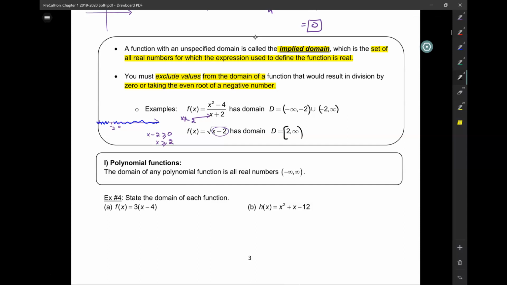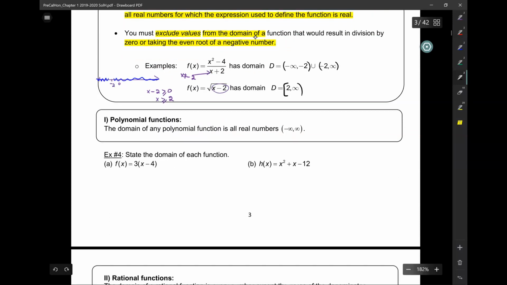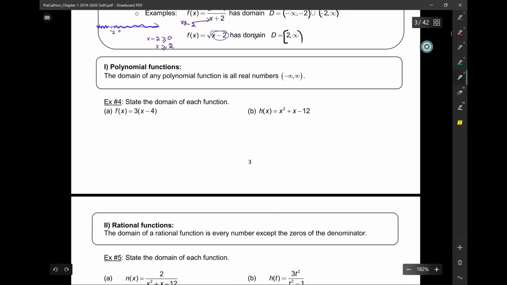Okay, all right, so let's do some domains. The problem, we're going to take different functions. We're going to take the functions with different classes at a time. So first, we're going to talk about polynomial functions. These are the best types of functions because their domain is always all real numbers.